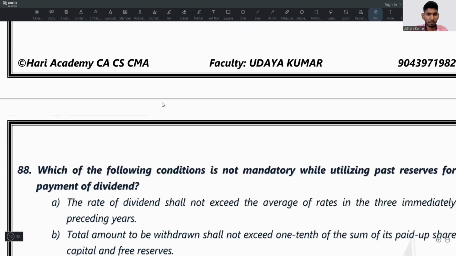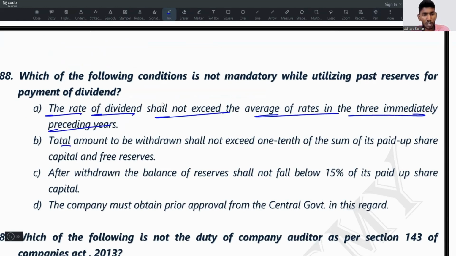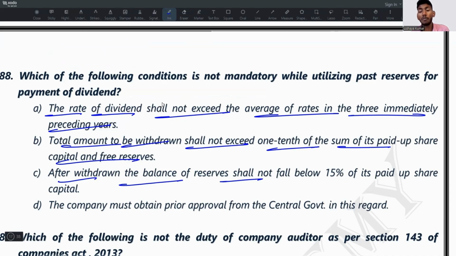Which of the following conditions is not mandatory while utilizing past reserves for payment of dividend? Again, this term dividend is coming again and again. Option A, the rate of dividend shall not exceed the average of rates in the 3 immediately preceding years. Option B, the total amount to be withdrawn shall not exceed 1/10 of the sum of its paid up share capital and free reserves. Option C, after withdrawal, the balance of reserves shall not fall below 15% of its paid up share capital. Option D, the company must obtain prior approval from the central government in this regard. So the right answer is option D, because it is not mandatory while utilizing past reserves. If an organization is utilizing its past reserves for payment of dividend, they need not obtain prior approval from the central government.